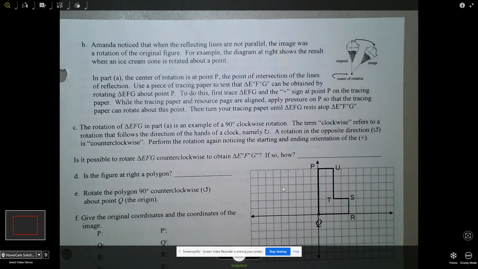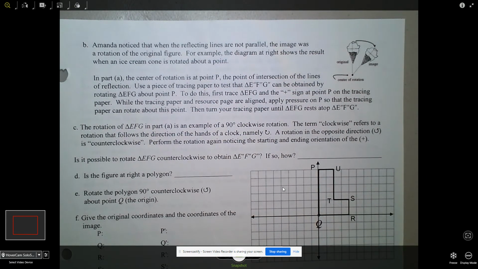Use a piece of tracing paper to test that triangle E prime, F prime, G prime can be obtained by rotating triangle EFG about point P. To do this, first trace triangle EFG and the plus sign, and then rotate your tracing paper so that EFG is now on top of E prime, F prime, G prime. And if you want to do this at home and you don't have tracing paper, a piece of wax paper will work. You can cut out a small piece of wax paper from the kitchen. So just if you want to try that out.